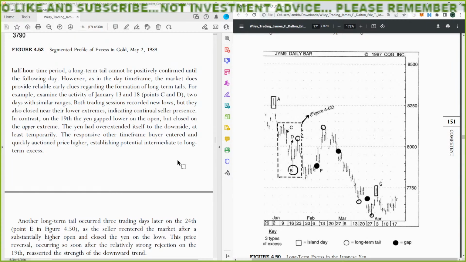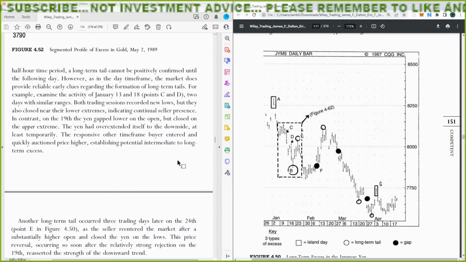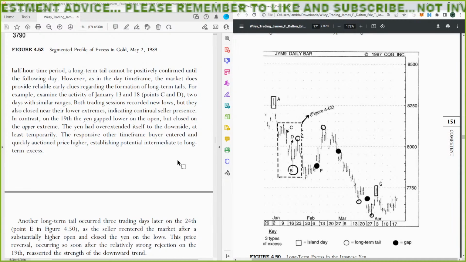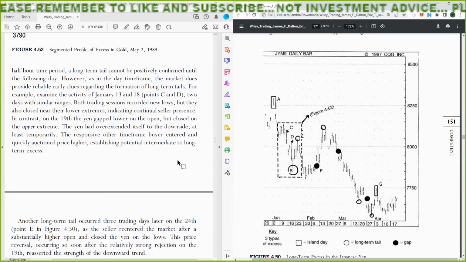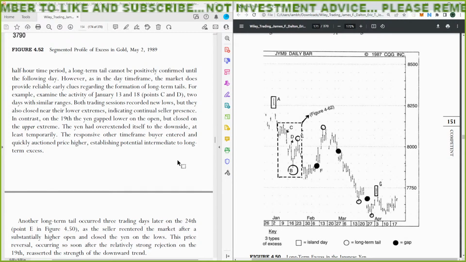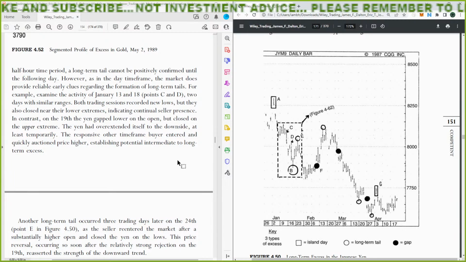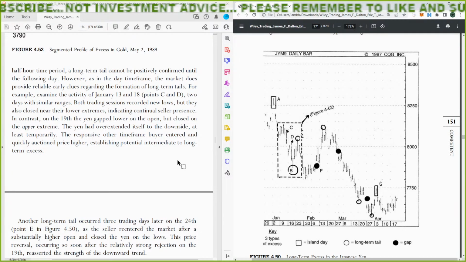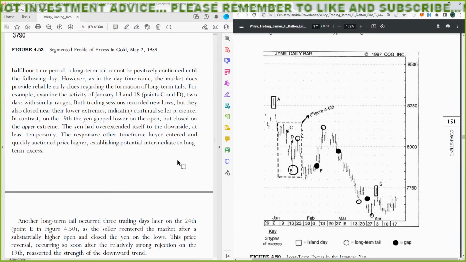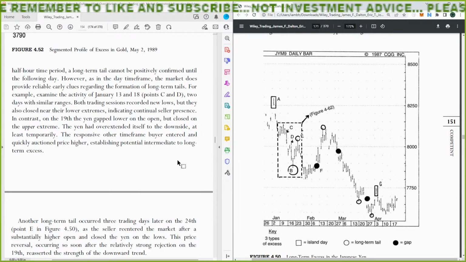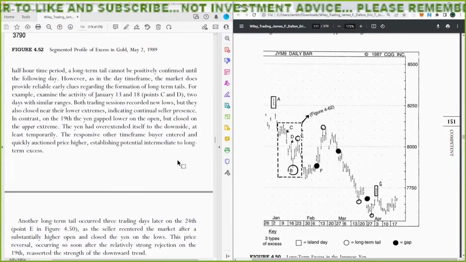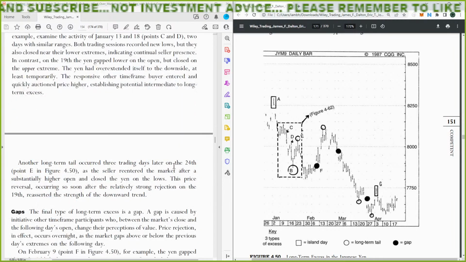However, as in the day time frame, the market does provide reliable early clues regarding the formation of long-term selling tails. For example, examine the activity of January 13th and 18th, points C and D, two days with similar ranges. Both trading sessions recorded new lows, but they also closed near their lower extremes, indicating continual seller presence. In contrast, on the 19th, the yen gapped lower on the open but closed on the upper extreme. The yen had overextended itself to the downside, at least temporarily, and the responsive other time frame buyer entered and quickly auctioned price higher, establishing potential intermediate to long-term excess.